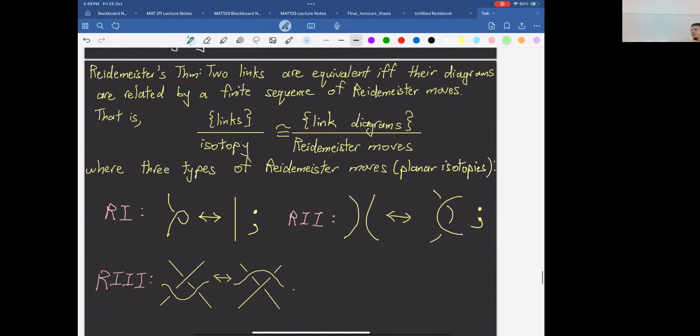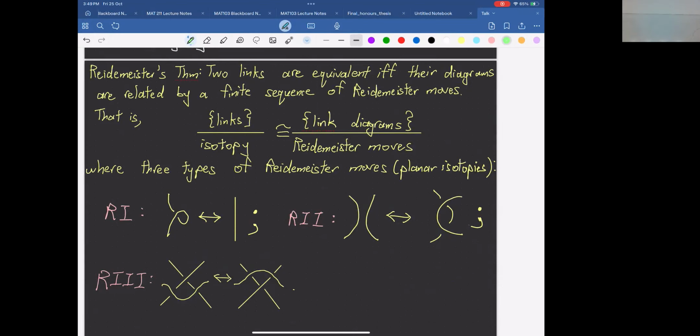Right. So here comes the Reidemeister theorem. When are two links equivalent? We say that two links are equivalent if there is an ambient isotopy between them. But what we can do is project and look at the link diagram. It turns out that there is an equivalence between these two sets, obviously under some extra moves, which we call the Reidemeister moves. Basically, there are 3 Reidemeister moves here.